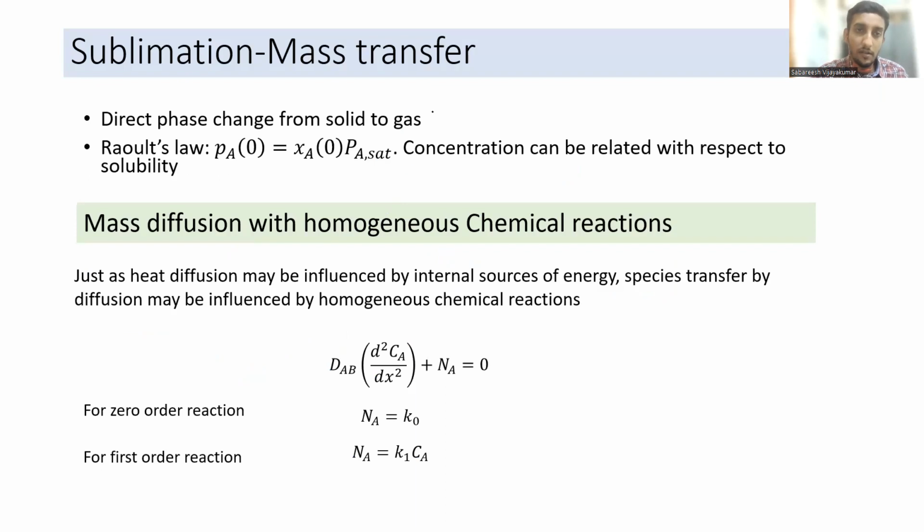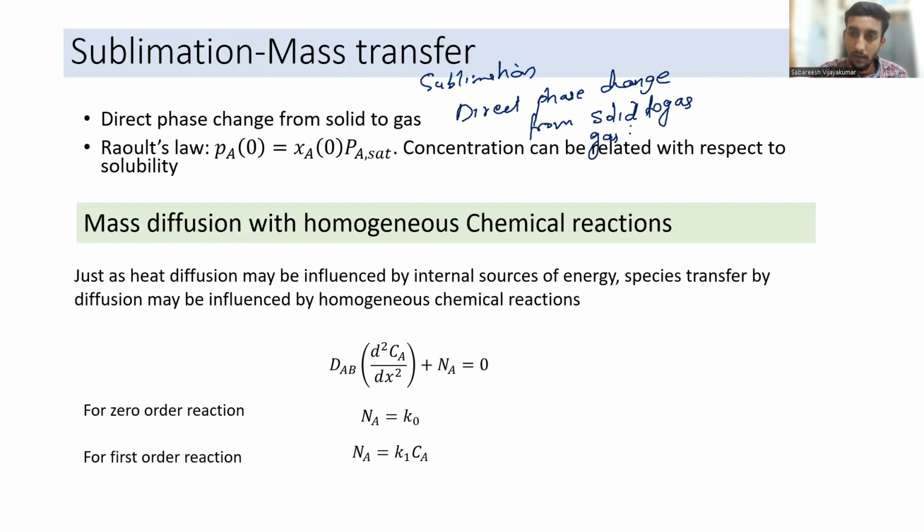So let us have a quick look at sublimation. It's a kind of mass transfer. Sublimation is the direct phase change from solid to gas, or maybe gas to solid. So there is no solid, liquid, gas sequence. It's a direct transformation like this. So the intermediate phases are gone. That is a kind of mass transfer.